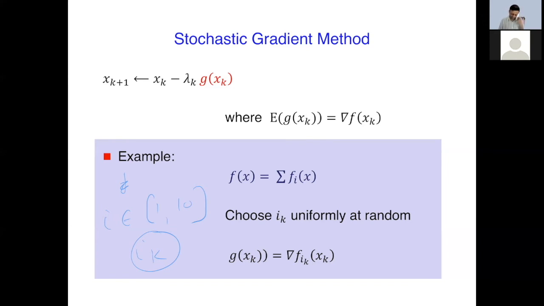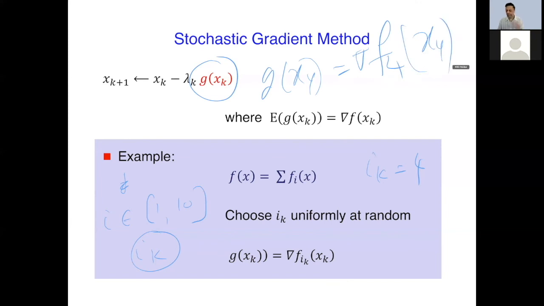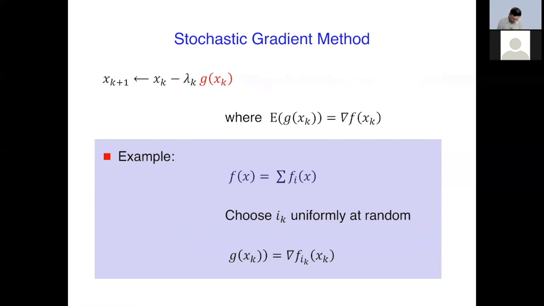So maybe we pick i_k equal to 4, in which case the gradient that I'm going to use here, g of x_k, is going to be equal to the gradient of function 4, because I happen to pick i equal to 4. In the next round, when k equals 5, again, I toss a coin, pick i randomly. Maybe I happen to choose 10 this time. Then the gradient I'll pick will be that of function 10. You get the idea, right? So I'm never computing the full gradient, because that would be the gradient of the summation of all these functions. I'm not computing the summation ever.